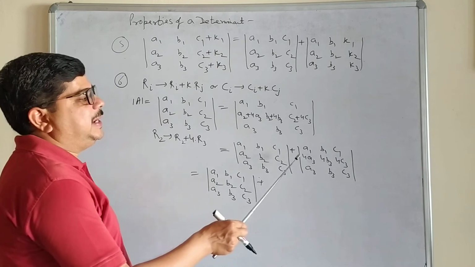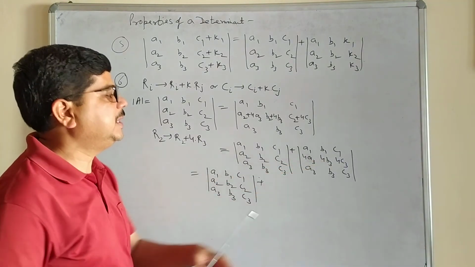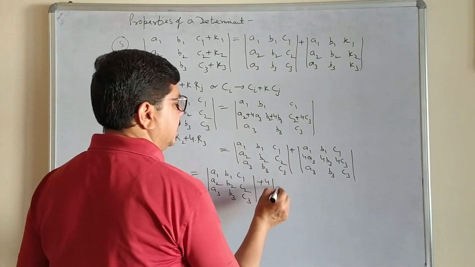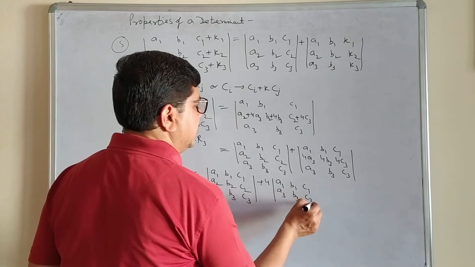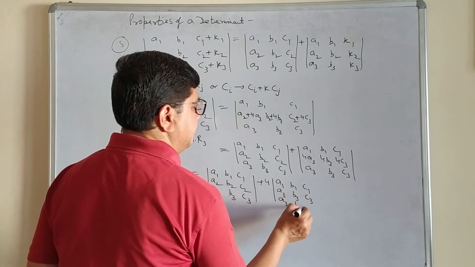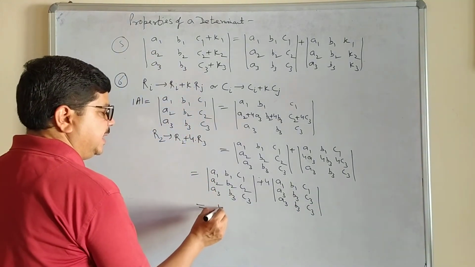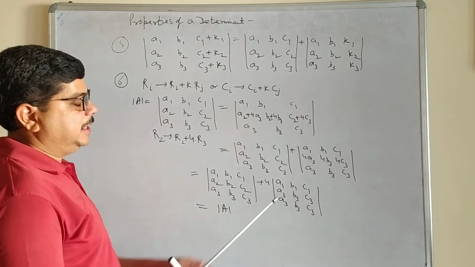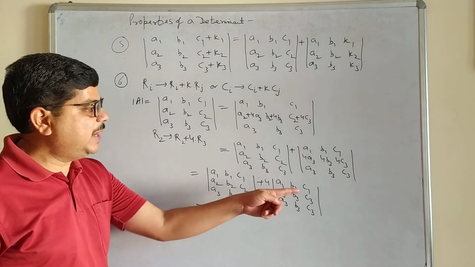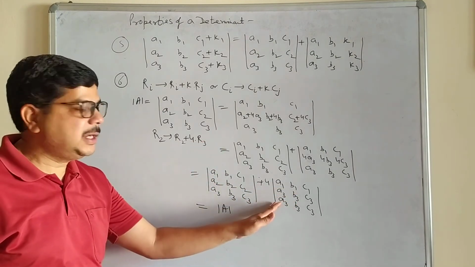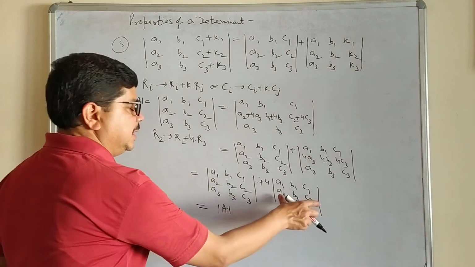Now 4 can be taken common from the second row. It is 4A3, 4B3, 4C3. 4 times A1 B1 C1, A3 B3 C3, A3 B3 C3. This is a determinant here again, plus in this second row and third row, two rows are identical. When any two rows or columns are identical, the value of the determinant is 0. So this value becomes 0.